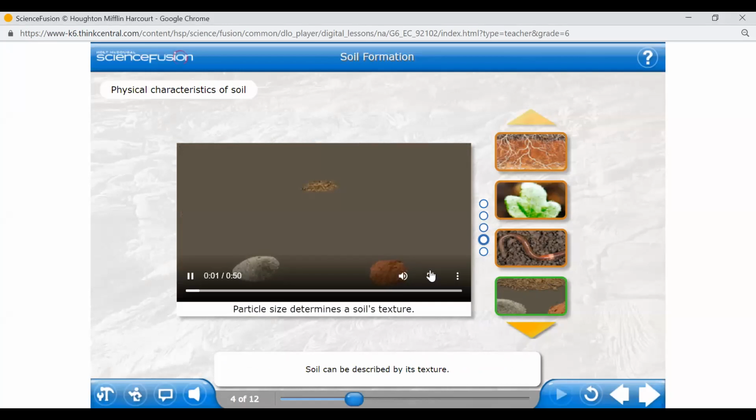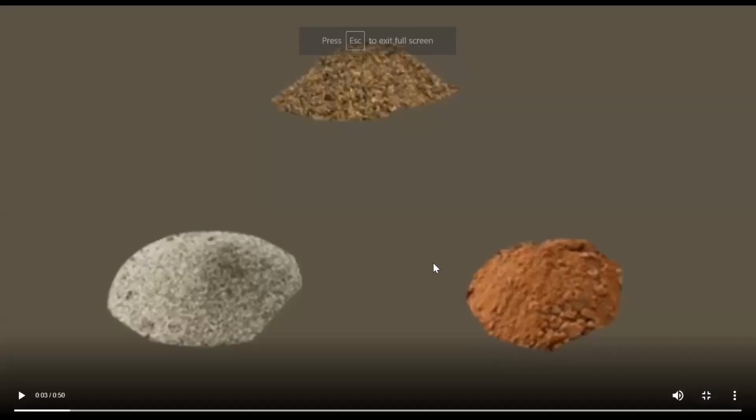Soil can be described by its texture. Now see, remember I told you we have particle size? Can you hear me? Yes. Can you see this, girls? Yes. Okay, so we have different particles, as I told you. We have very fine sand, we have clay-like. If you mix those, you get a good one that is called silt.